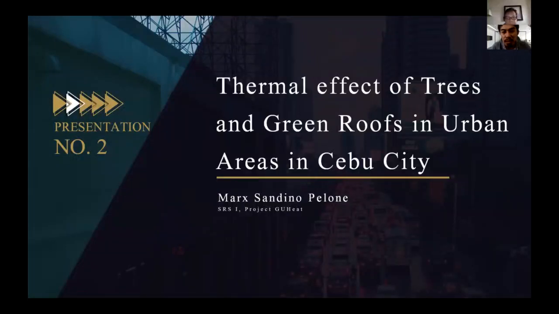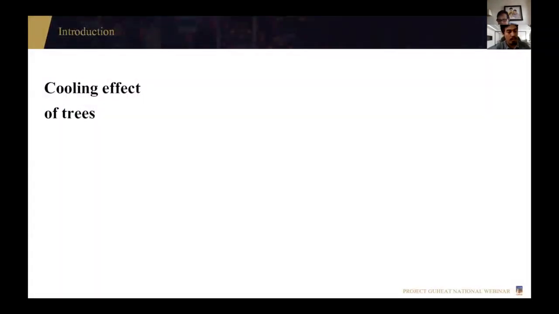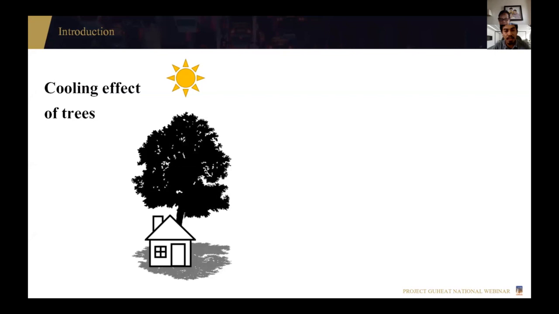I'm the second presentation, entitled Thermal Effects of Trees and Green Roofs in Urban Areas in Cebu City. Trees reduce temperature by blocking sunlight, providing shade to shelter you and your home from the heat. Urban trees intercept the sun's radiation before it reaches the ground.